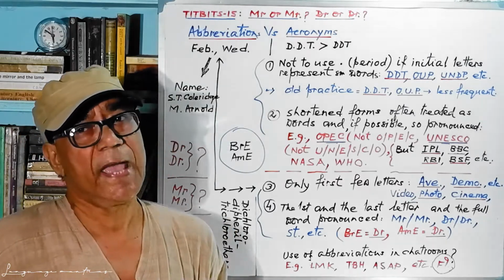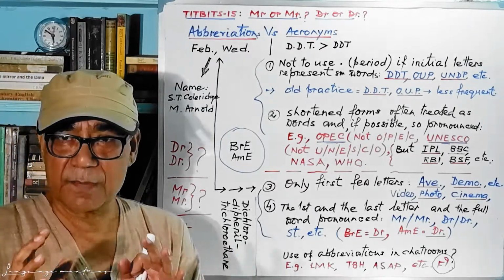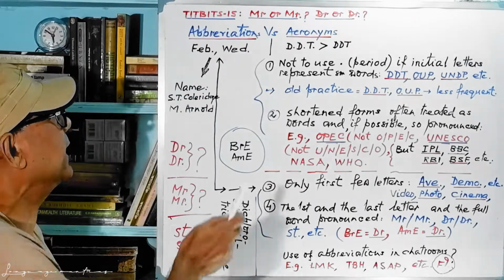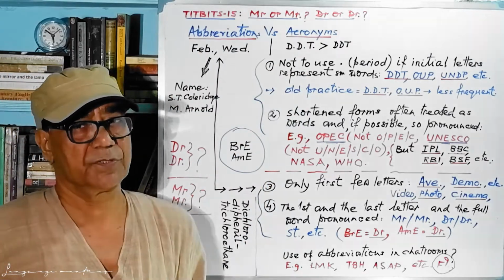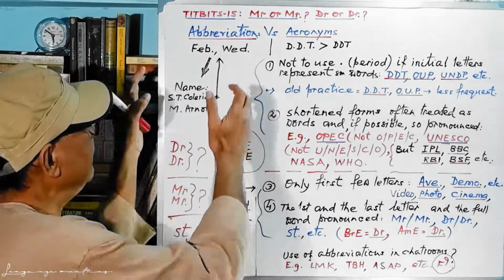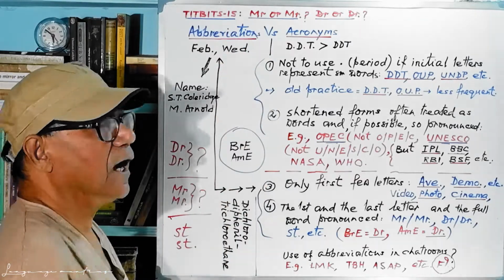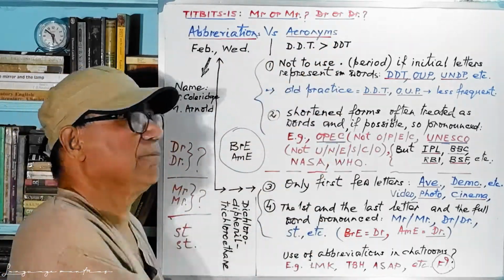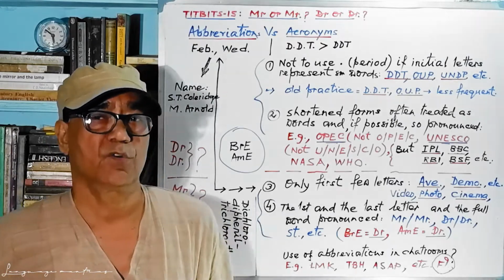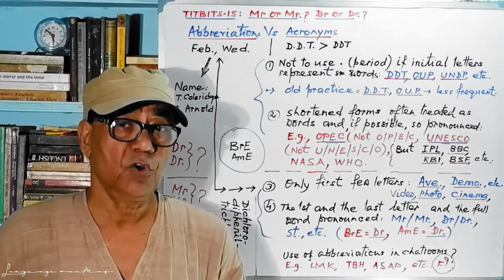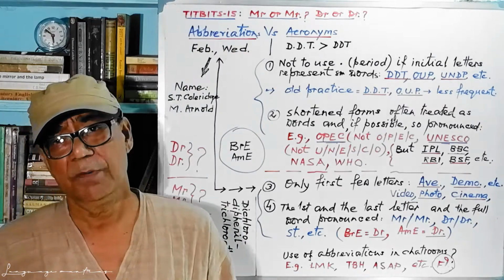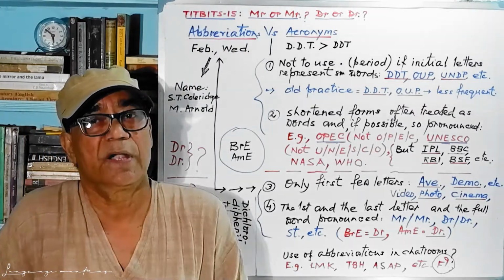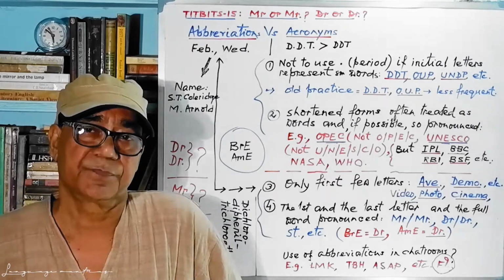Before that, we have to discuss some related issues like abbreviation and acronym. These are two terms. We'll take up abbreviation later. Now we discuss acronym first. What is an acronym? Acronym is a shortened form of many words, or even one word if that word has more than one component.